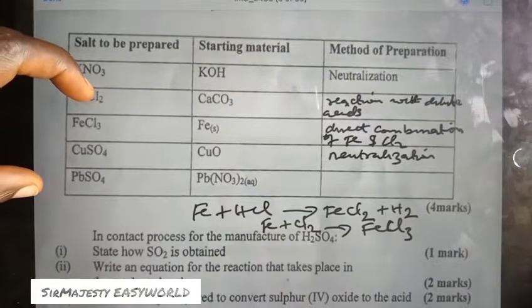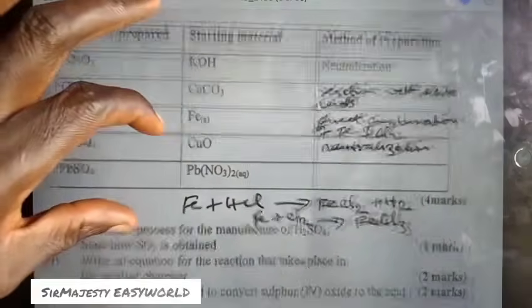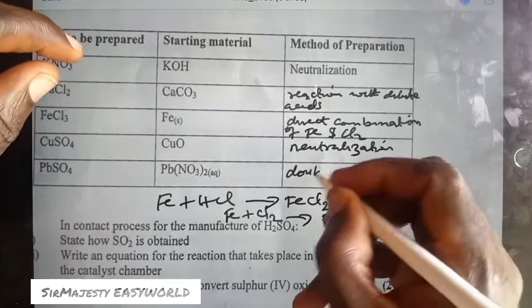reaction. Then they say if you want to prepare lead(II) sulfate, your starting material is lead nitrate. Lead(II) sulfate is insoluble, then lead nitrate is soluble, therefore you use double decomposition.